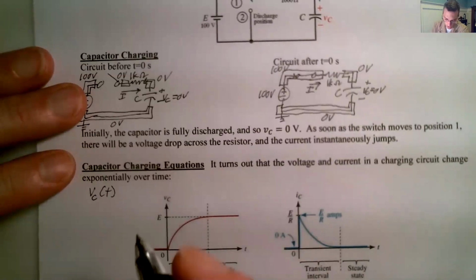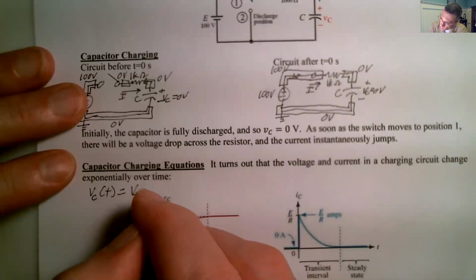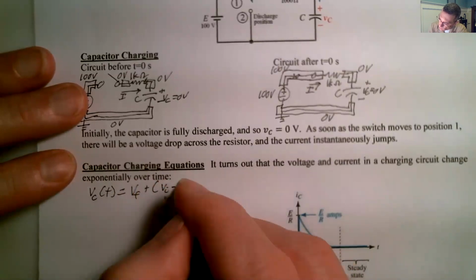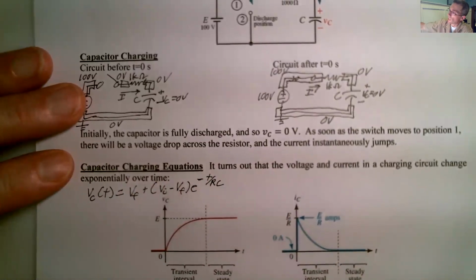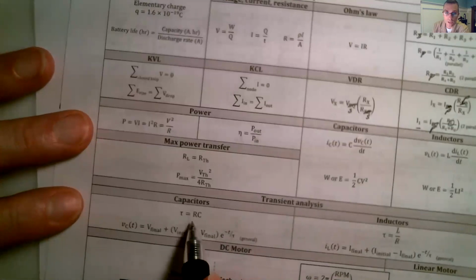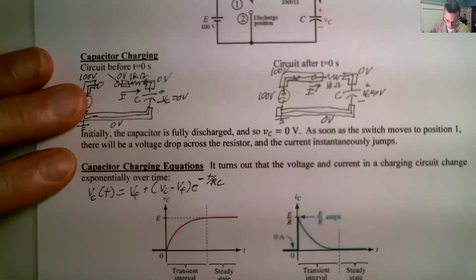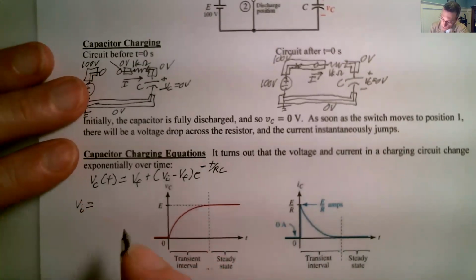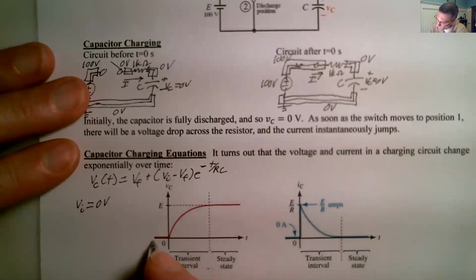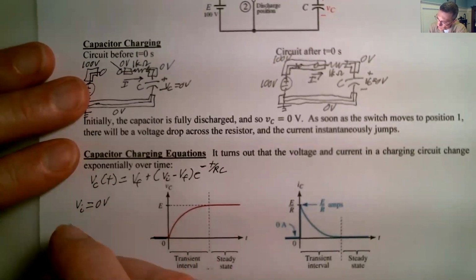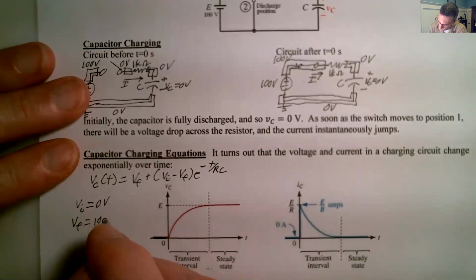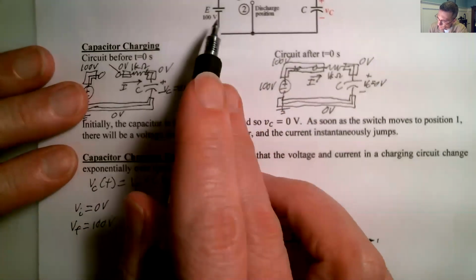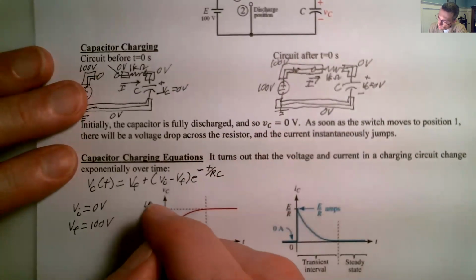So the general equation is V final plus V initial minus V final, e to the minus t over RC, because tau, as it says right above it, is equal to RC. So that's that tau. It correlates directly to there. So V initial in our case was 0 volts. So that's why we have that line there. You're going to make sure you draw that line so that you know what it was before. V final is 100 volts in our case.